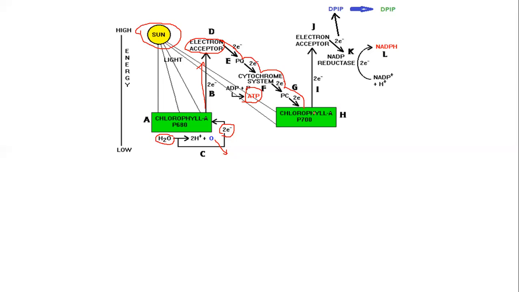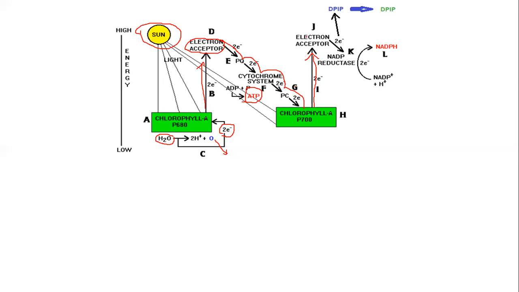Once the electrons get down to the last electron acceptor, they go into another chlorophyll molecule. This chlorophyll molecule does the same thing. The energy from the sun is going to excite the electrons again, and they're going to go jumping up to another electron acceptor. So there are two photosystems: photosystem 2, which was discovered second, and photosystem 1, which actually happened second, but was discovered first.